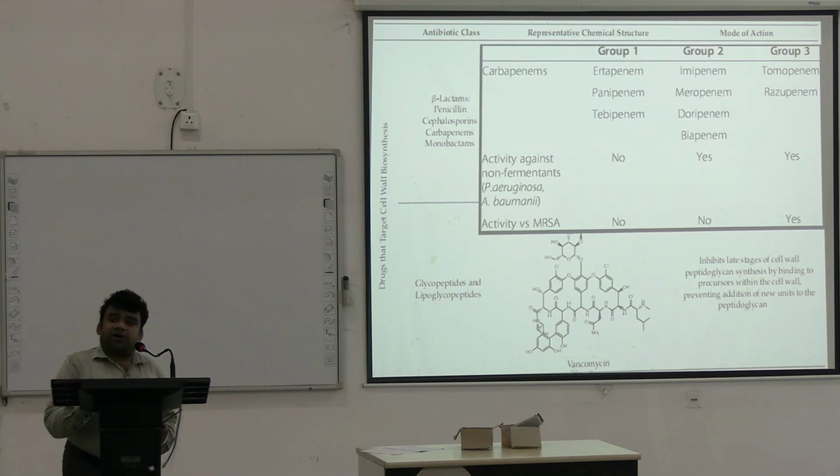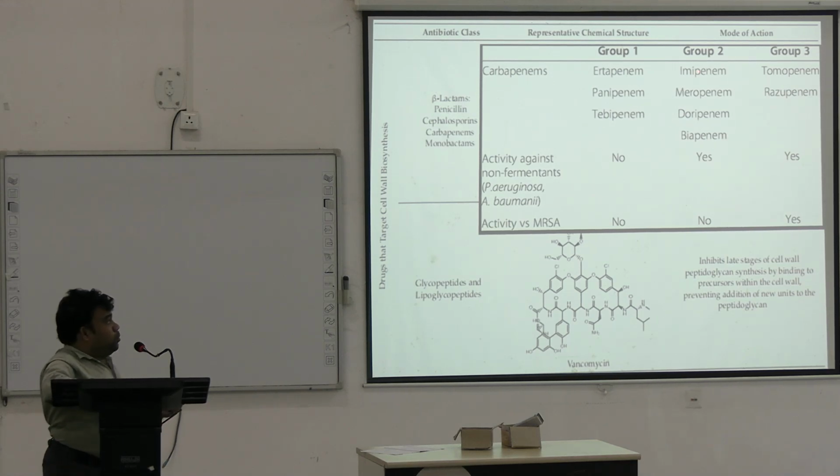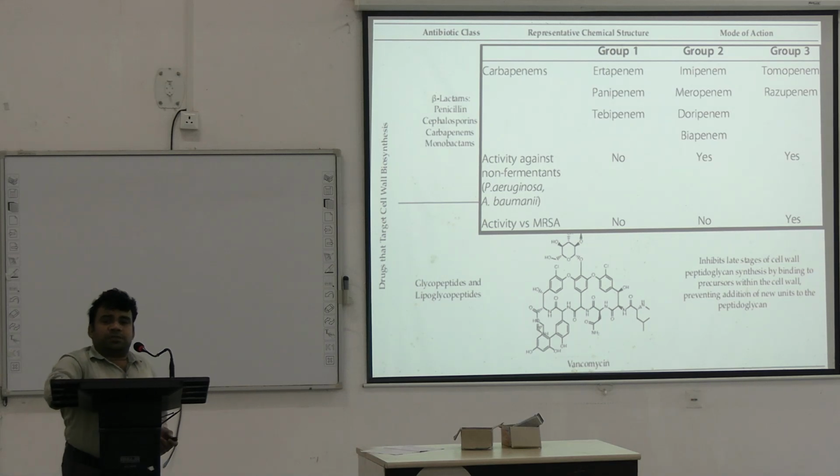Other than that, we have a specific group of beta-lactam drugs called the Carbapenems. As of now, we have 3 groups, and broadly speaking, we have the group of imipenem and meropenem, which have activity against gram-negatives, especially Pseudomonas aeruginosa and Acinetobacter baumannii. Both are associated with multiple drug resistance. The newer group, comprising tomopenem and razupenem, not only have anti-pseudomonal or anti-acinetobacter activity, but they even have activity against MRSA.